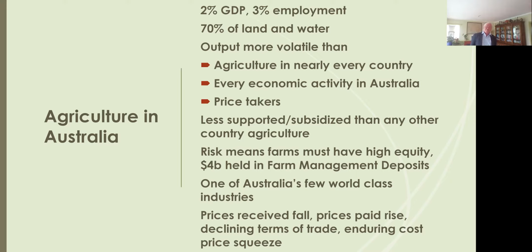Agriculture is more volatile than any other economic activity in Australia. And we're price takers. We just have to make our product and say who bids, how much do you offer. It's less subsidised, less supported than any other activity. It's high risk, as I said, and they're on a cost price squeeze where costs go up and the prices go down, and you've got to increase productivity. That's the productivity imperative. You've got to run faster to keep up.